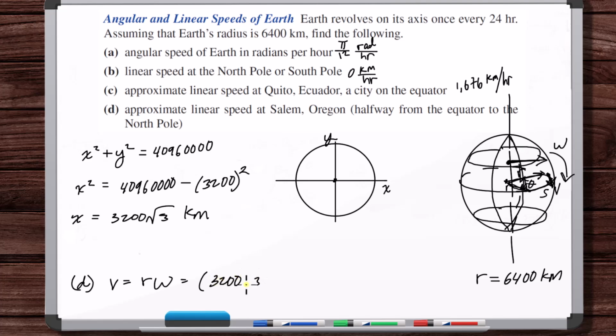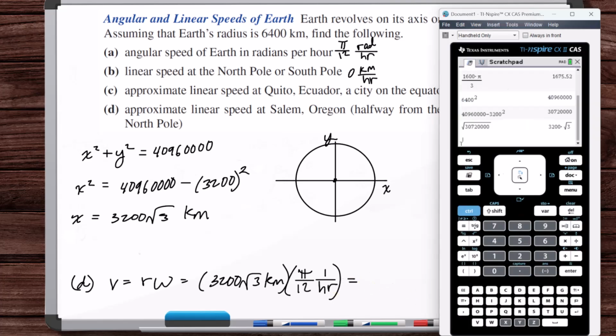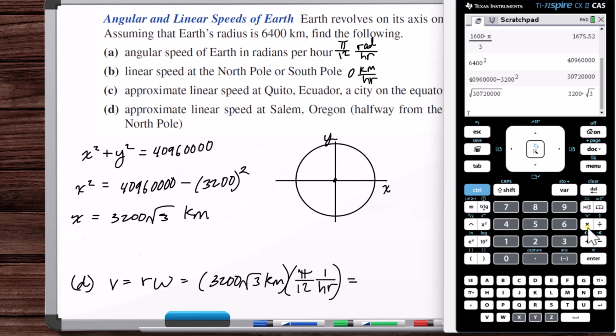So, 3,200 root 3 kilometers. And then the angular velocity doesn't change. It's pi over 12. So there you go. In kilometers per hour, we have 3,200 root 3 divided by 12 times pi, which is about 1,451.